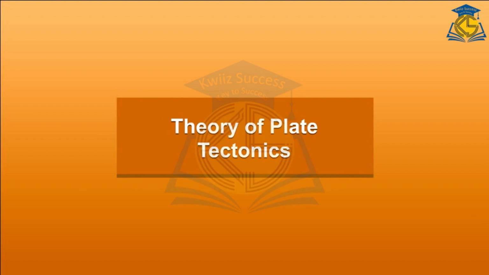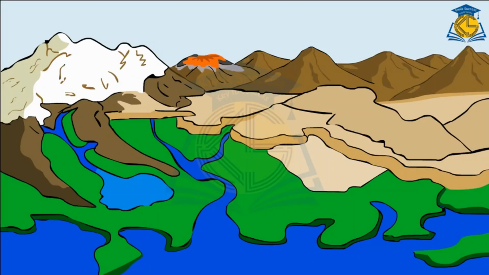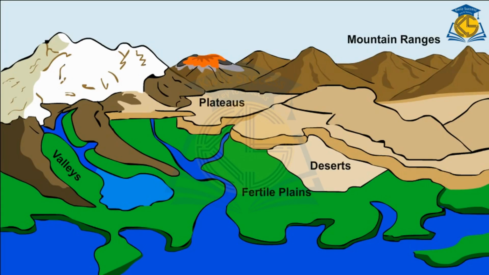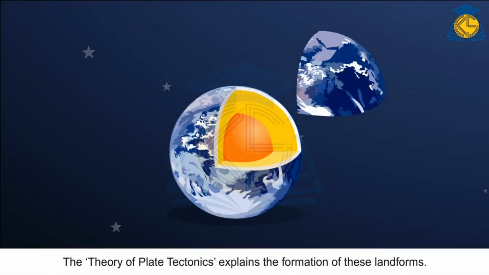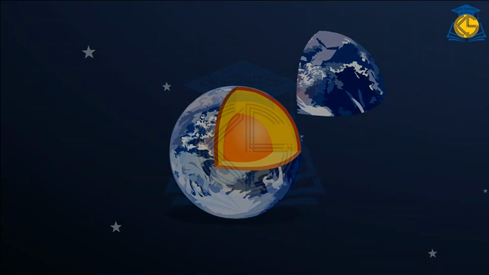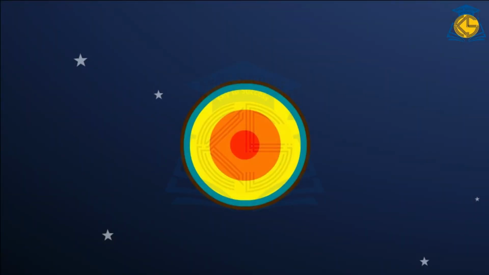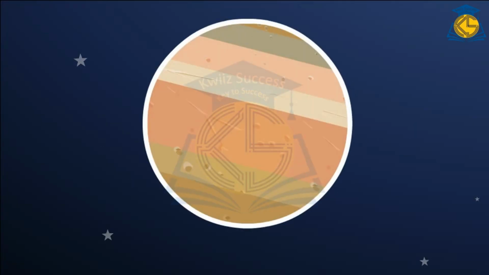Theory of plate tectonics. There are almost all kinds of landforms ranging from lofty mountain ranges, valleys, fertile plains, deserts, plateaus to island groups in our country. The theory of plate tectonics explains the formation of these landforms. According to this theory, the Earth's crust or lithosphere is made up of numerous large and small plates.